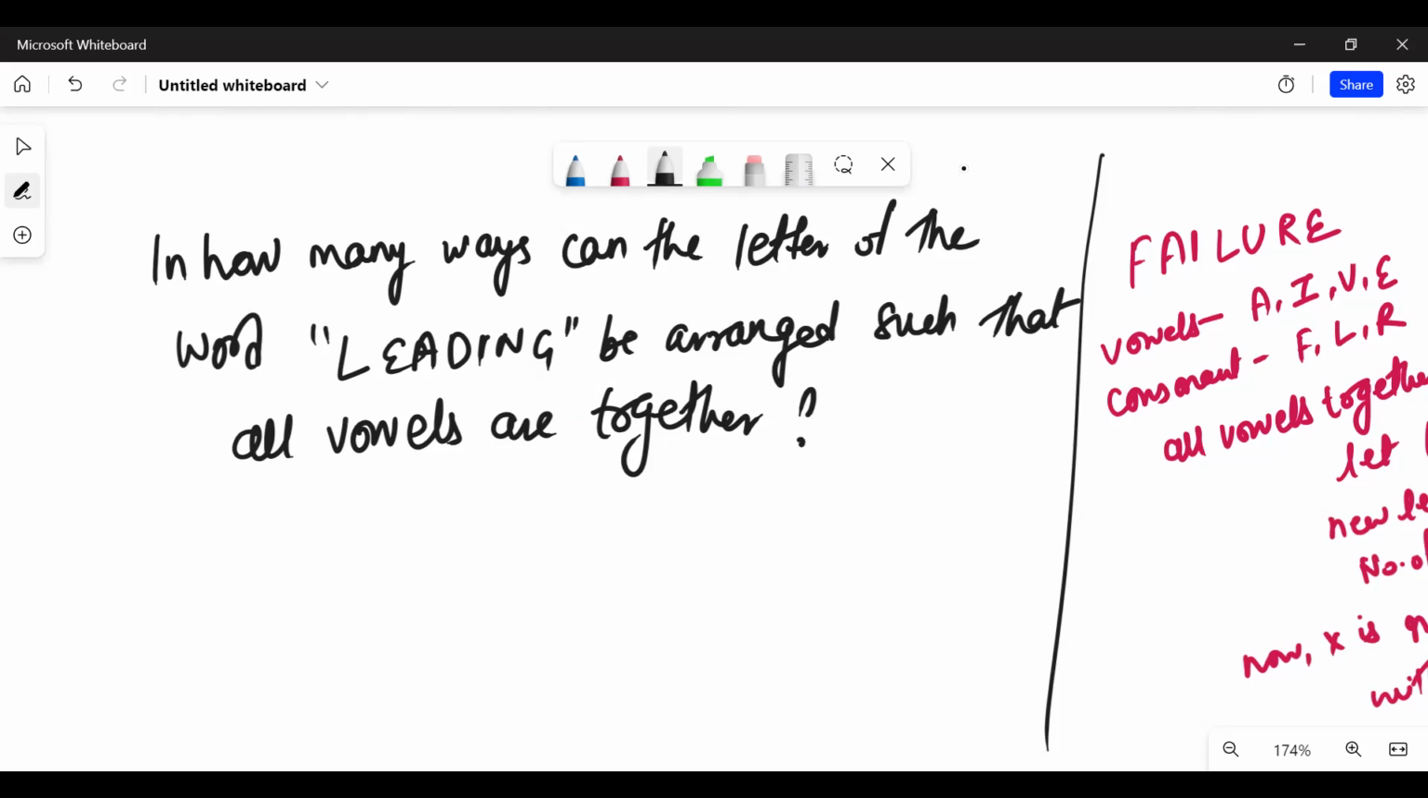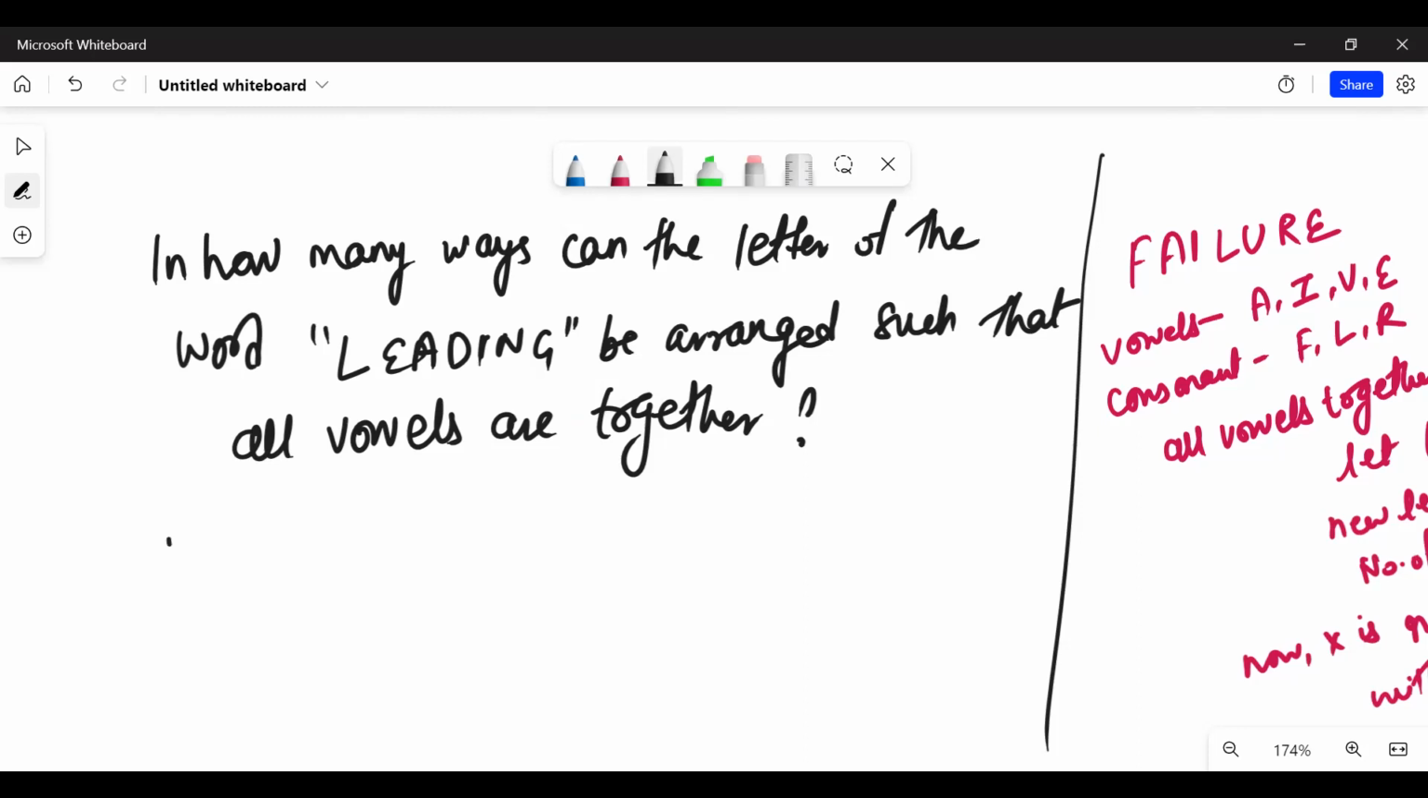Ask question. 720. In terms of factorial, sir, what answer will you get? 5 factorial into 3 factorial. Very good.